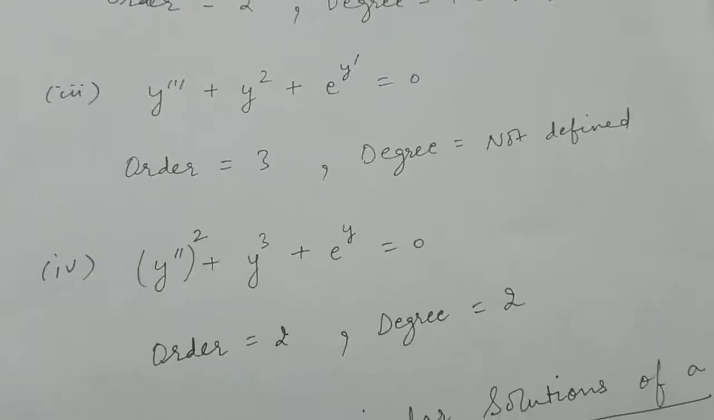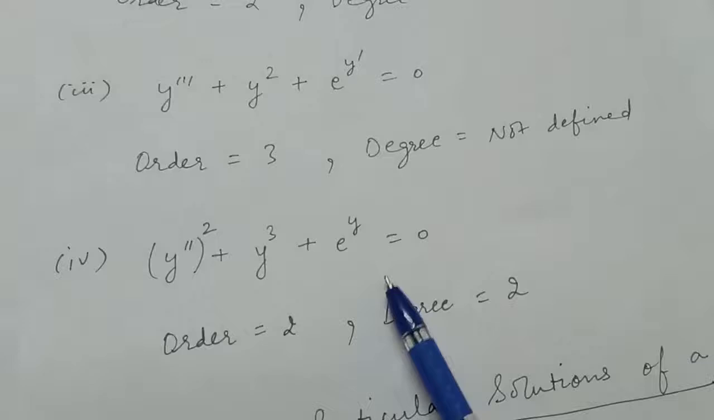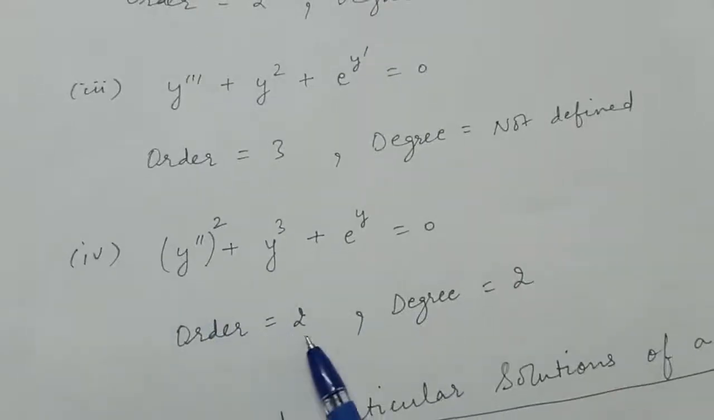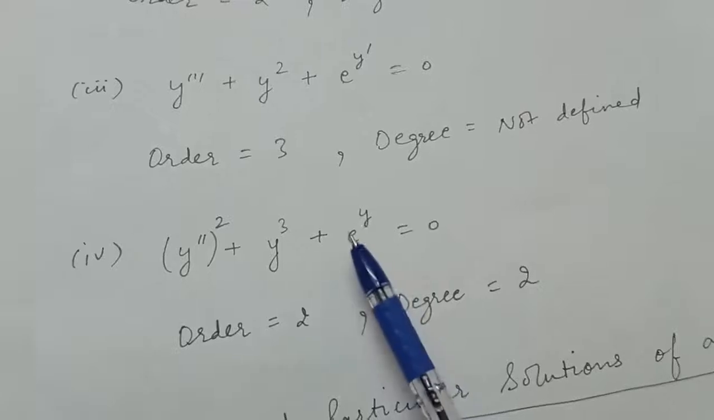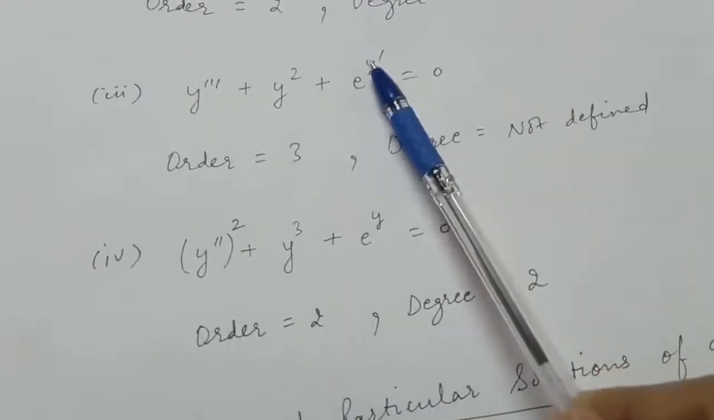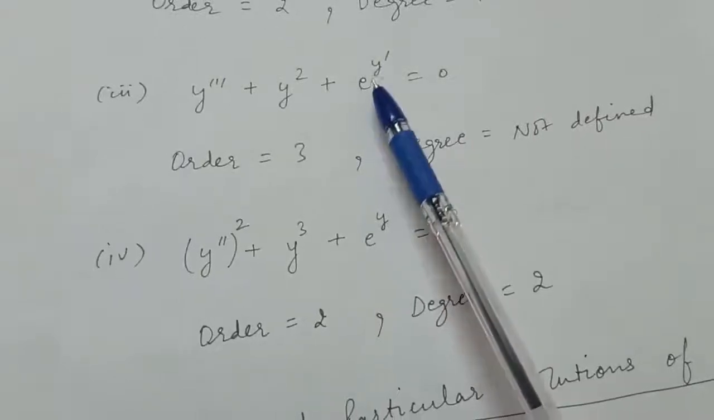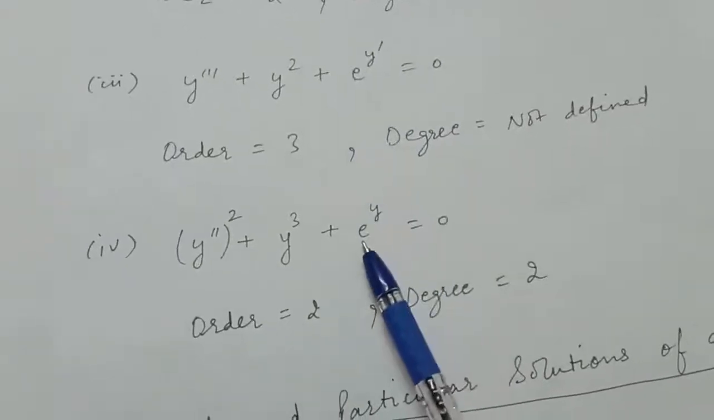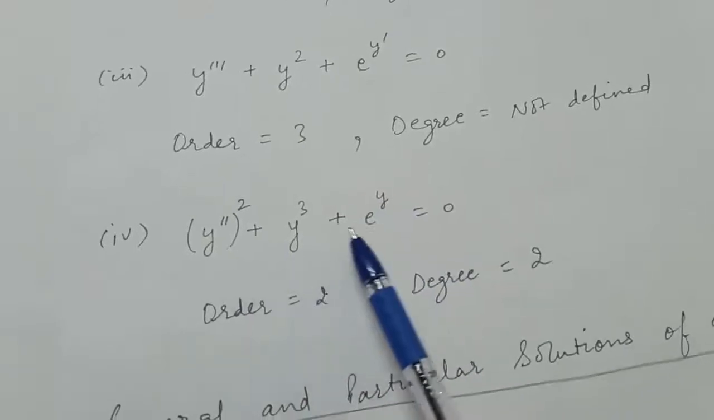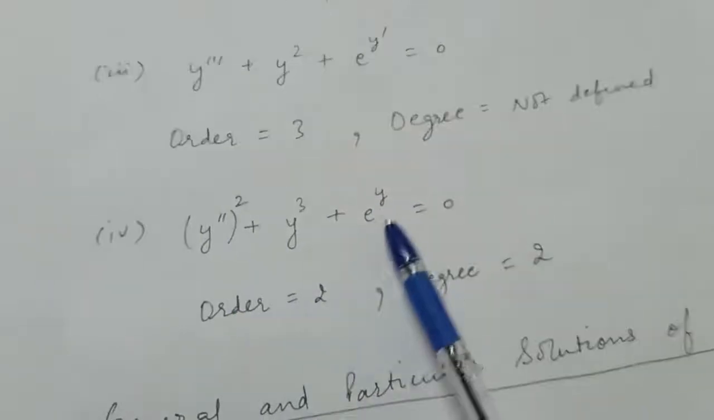So it is not a polynomial equation. Now this order will be 2 and degree will be, now see here it was e raised to the power y dash. So it is not a polynomial equation in terms of derivatives. But now here it is e raised to the power y. That is, in terms of derivatives this equation is a polynomial equation.